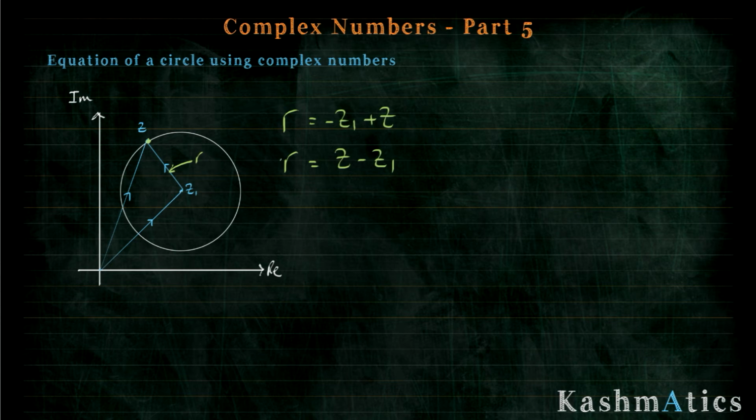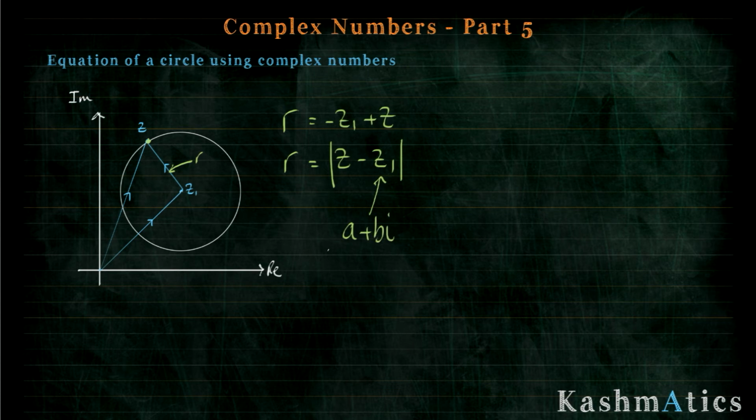Now, if I want R to be constant, so if I want this to be a circle, that would mean that the modulus of this, this length, which we work out using the modulus, would have to be constant. So that's the equation of this circle, where Z1 is the center of the circle, and that is A plus Bi.